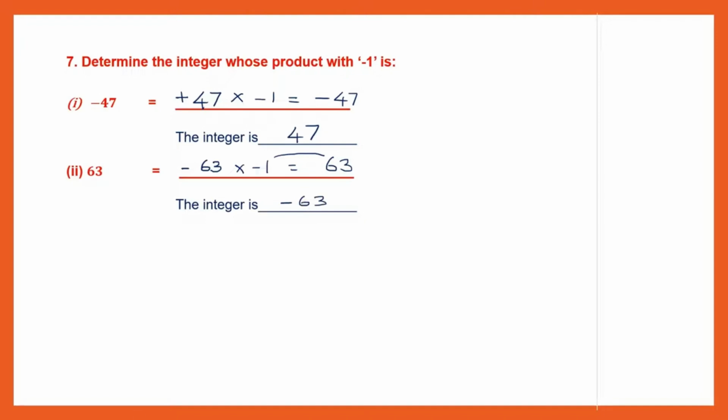Now let's check our answer and see. Minus 63 into -1. So there are two negative integers. The answer is positive. 63 into 1 is 63. So this answer is correct.